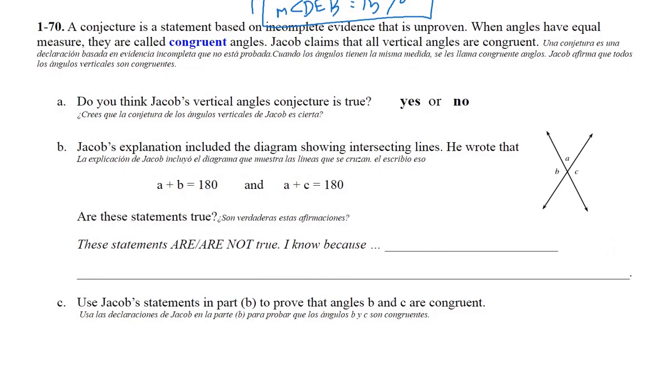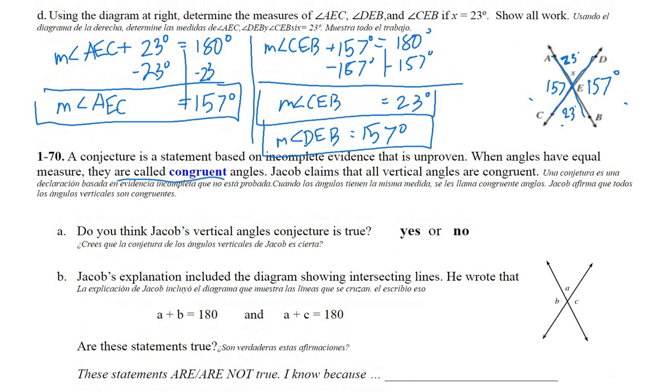Problem 1-70. A conjecture is a statement based on incomplete evidence, which is unproven. When angles have equal measure, they are called congruent angles. Jacob claims that all vertical angles are congruent. Do you think that Jacob's vertical angle conjecture is true? Look, it's true for the problem previous. I'm going to guess that it's always true, but we'll have to prove it.